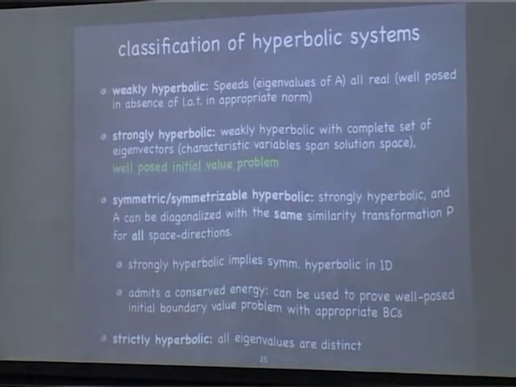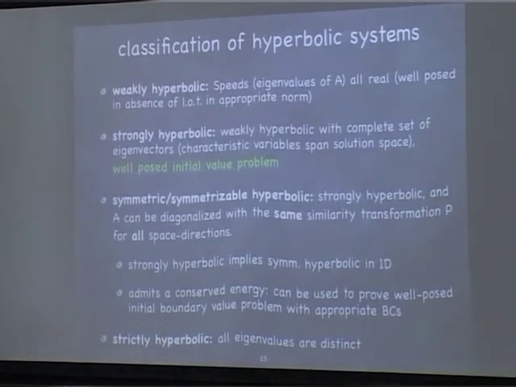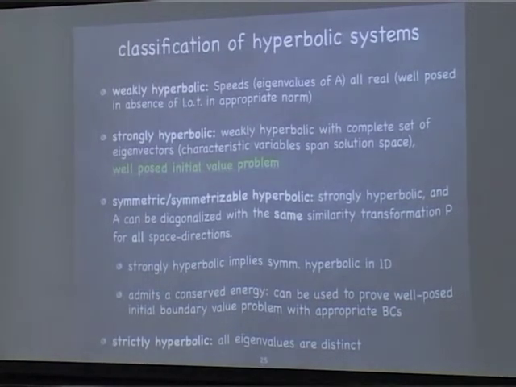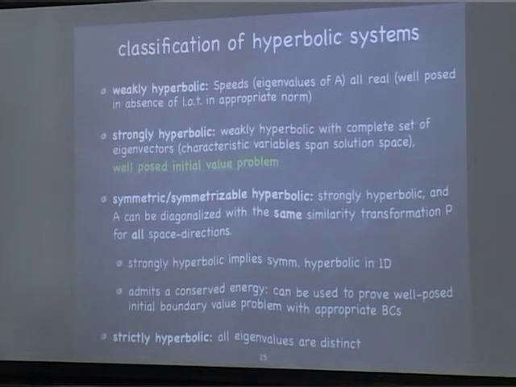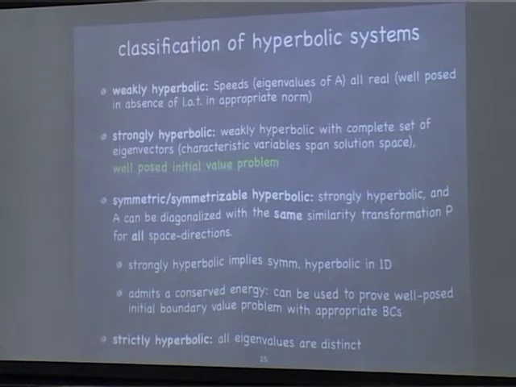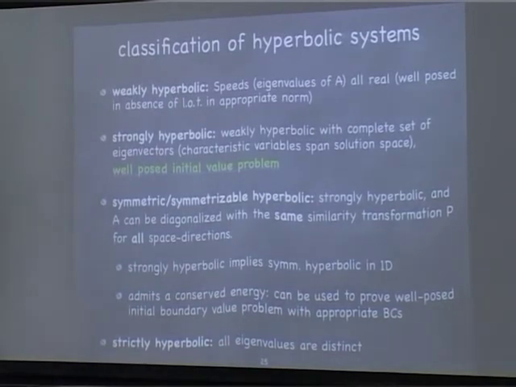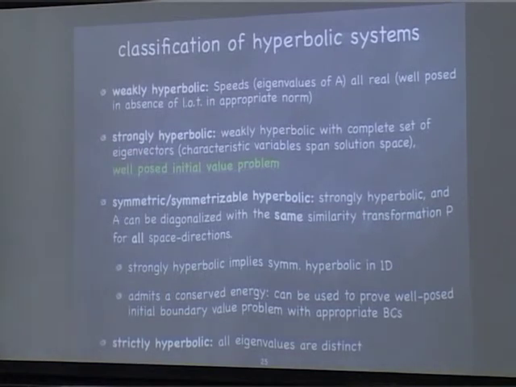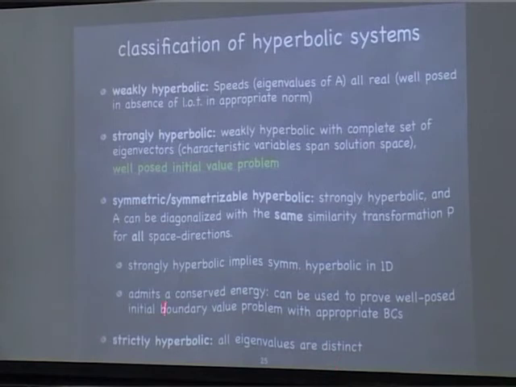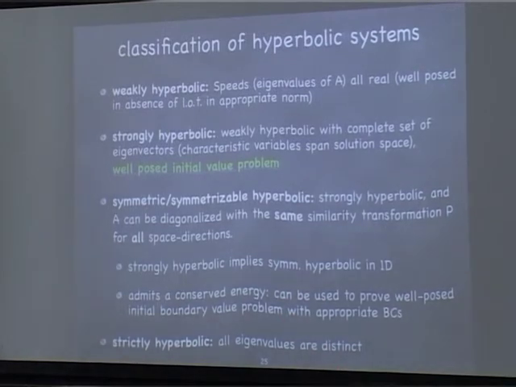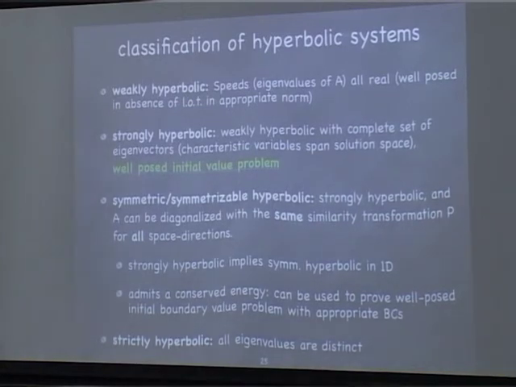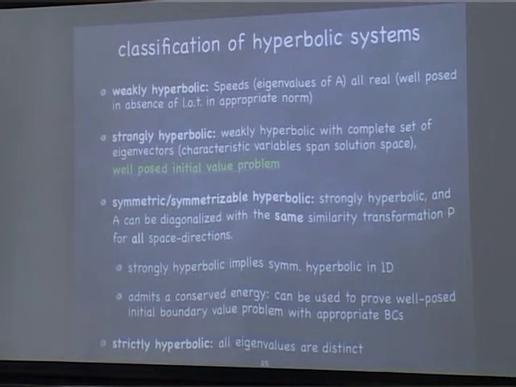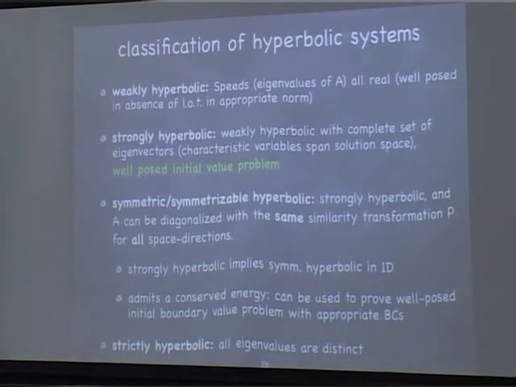You can make this even stronger because, remember that in order to write this down, we chose some space-like direction. And so we have treated our equation just one direction at a time. And for each direction, we constructed this similarity transformation P. If it turns out that for all directions you can use the same similarity transformation P, then this is called symmetric hyperbolic. So strongly hyperbolic with some extra property. And it turns out, though we're not going to exploit this, that if you have this property, then you can construct a conserved energy, like what we constructed for the Klein-Gordon field. You can use this to not just prove well-posedness for the initial value problem, but it also allows you to treat boundary conditions.